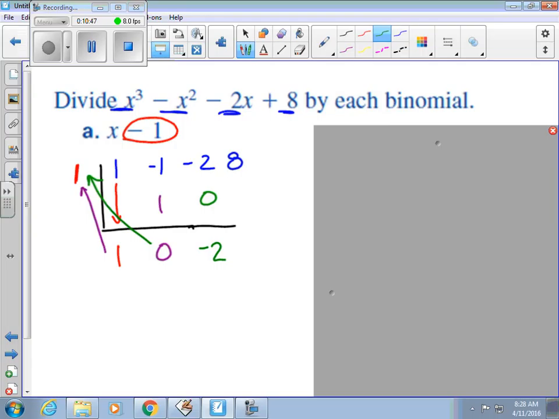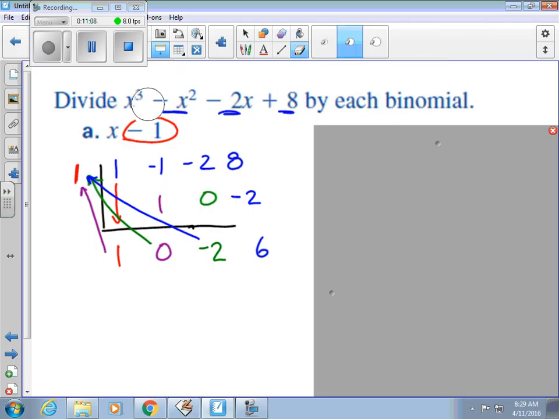Then we're going to go back again. Negative 2 times 1, one more time, we're going to get negative 2. If we combine those, 8 and negative 2, we get 6. So now we have 4 coefficients that go with what we have. Now look back at your original polynomial that you divided from, the bigger one.